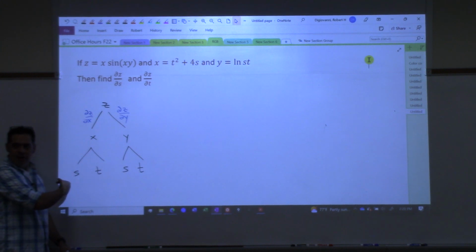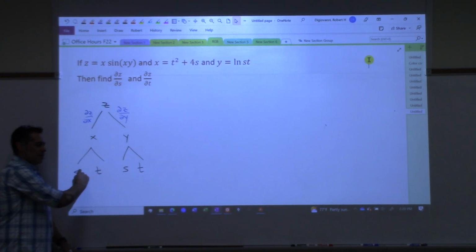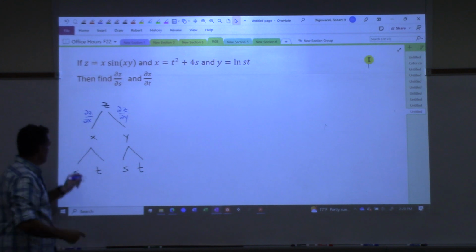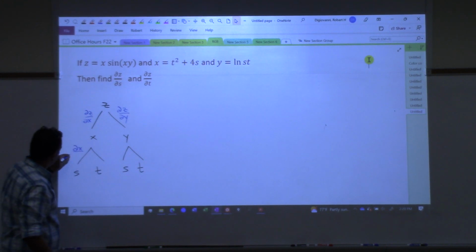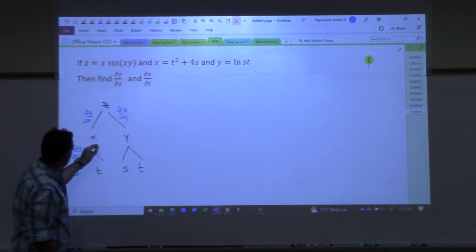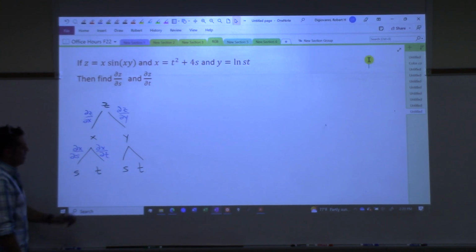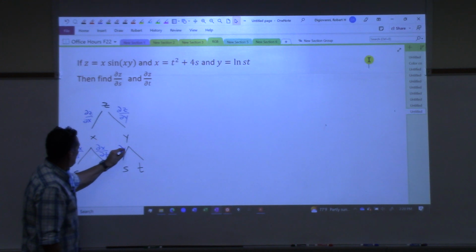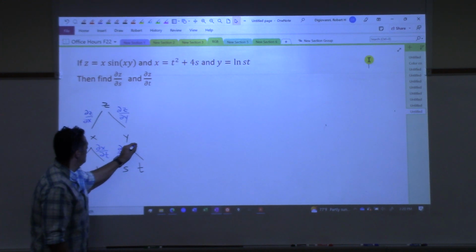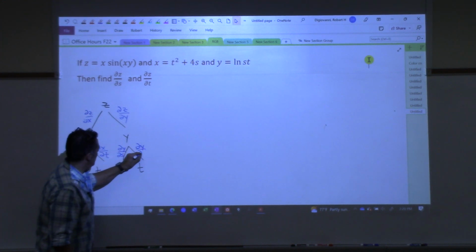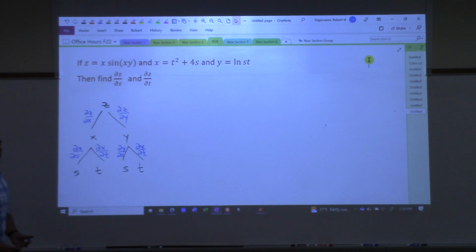What do you think about this branch? Another partial, right? Because x depends on two different things. So the derivative from here to here is a partial: partial x with respect to s. This side would be partial x with respect to t. And then over here, partial y with respect to s, partial y with respect to t. I'm just filling out the tree. Questions on the tree? Questions why something's a partial and not a regular derivative?